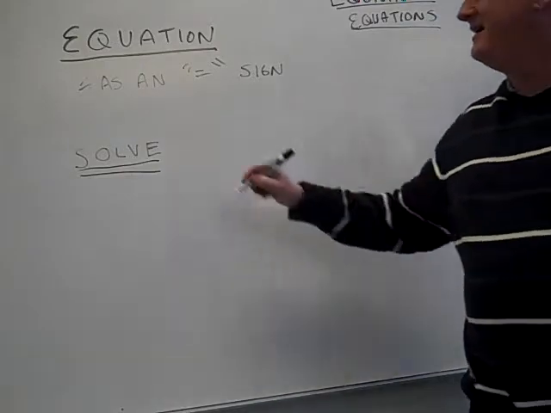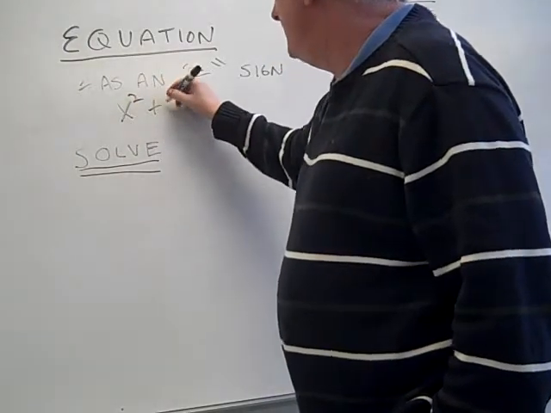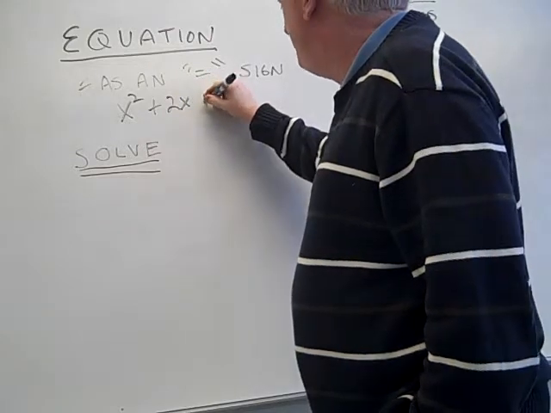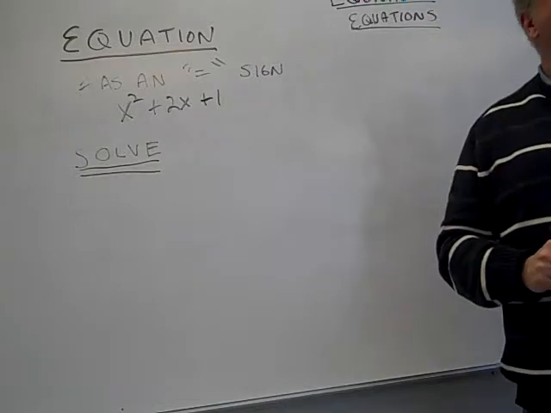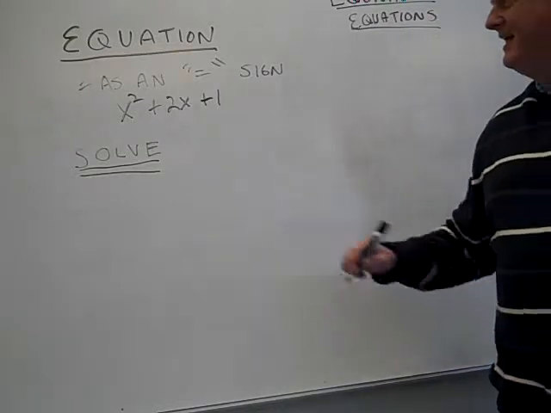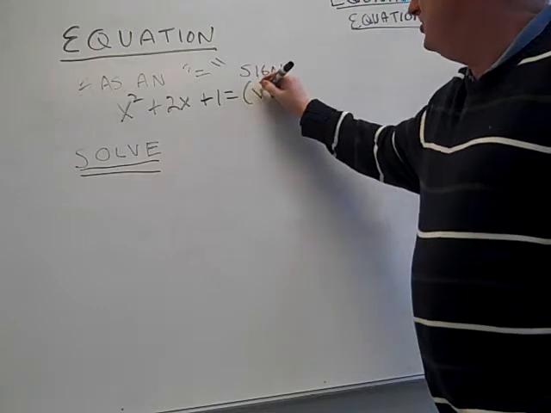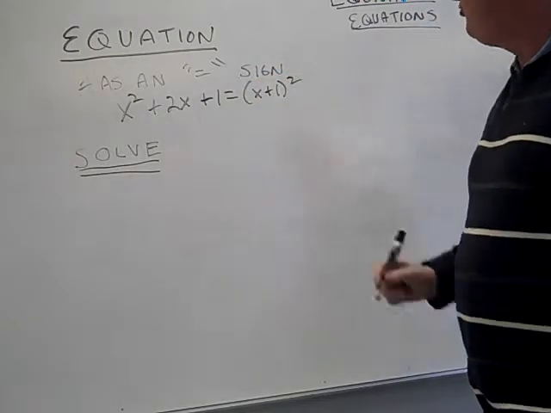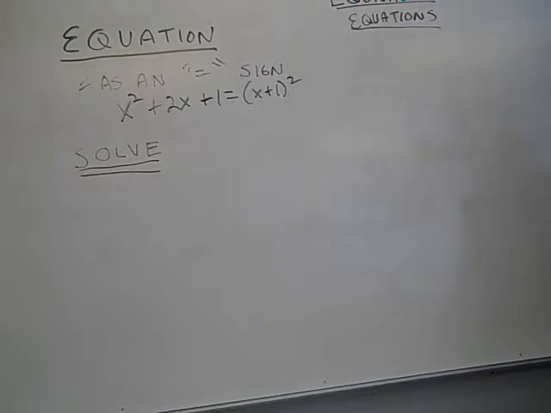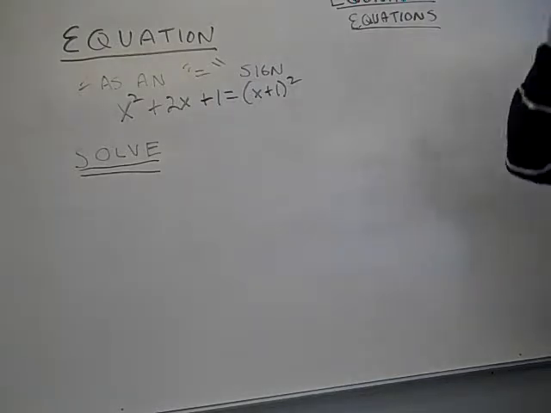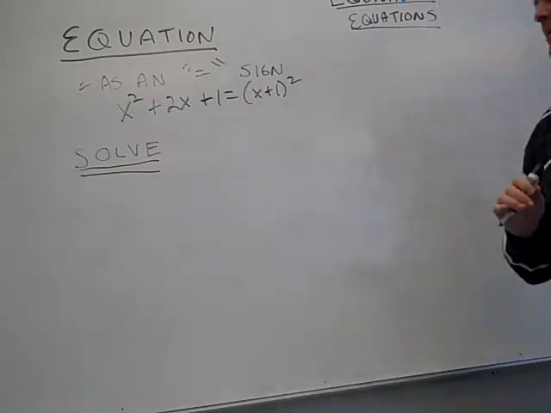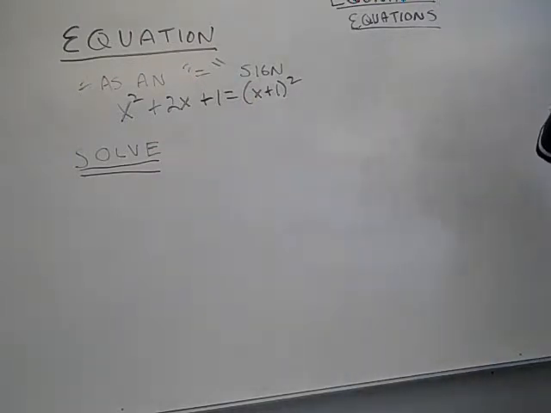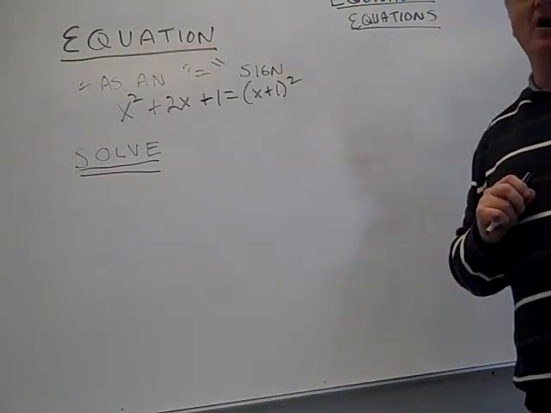So something like x squared plus 2x plus 1, is that an equation? No, because there's no equal sign. However, if I change it to x plus 1 squared, is that an equation? Sure, yes. Now you don't necessarily know if this equation's true. It does happen to be true. But it is an equation because it has an equal sign.